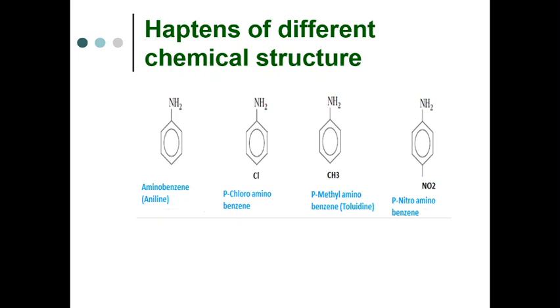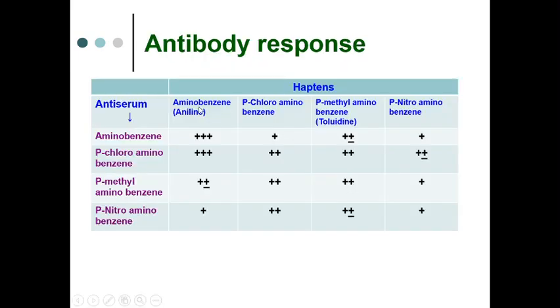Surprisingly, when the antibodies were produced, we see that the antibody produced against the aminobenzene will not only recognize aminobenzene, it was also capable of reacting with para-chloroaminobenzene, para-methyl aminobenzene and para-nitroaminobenzene haptens combined with protein. You can see that none of the columns has 0. There is some reaction that is showing cross reactivity.